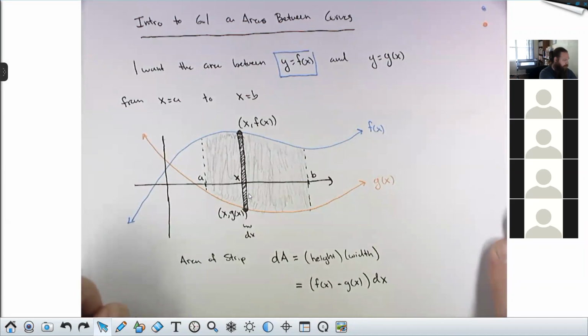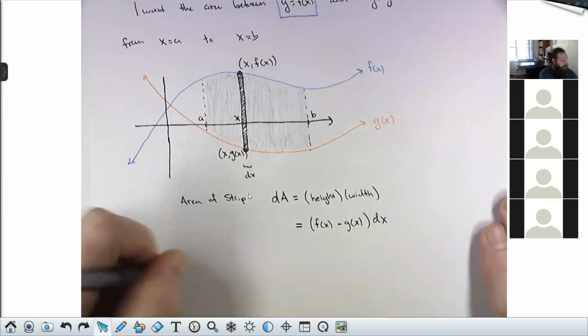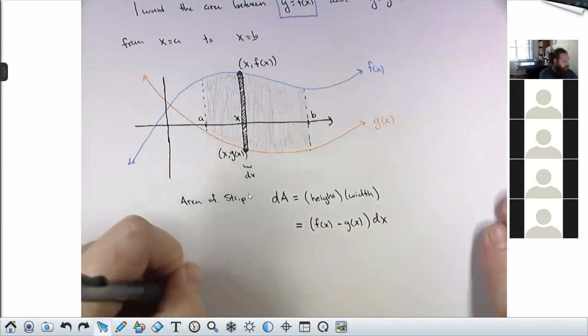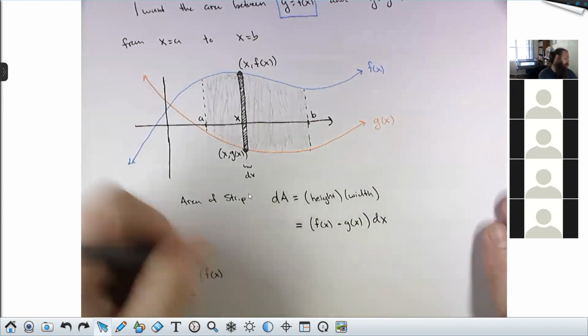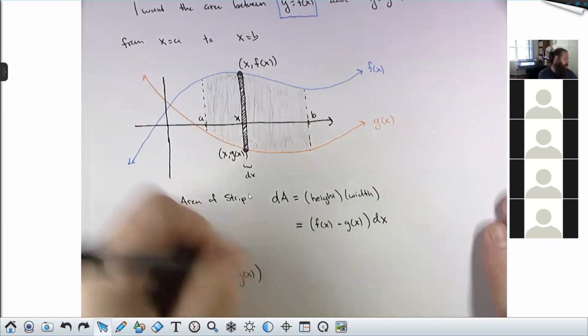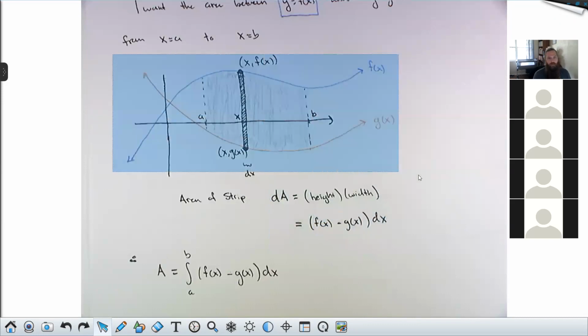So the total area between these two curves would be the integral from a to b of f of x minus g of x dx. We would integrate or add up all the little areas to get the full area. Each one of those little areas is the height times the width. The height is f of x minus g of x. The width is dx. This is the way the book presents it. I don't think there's anything wrong with it.